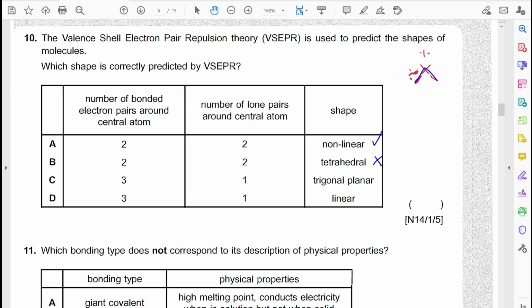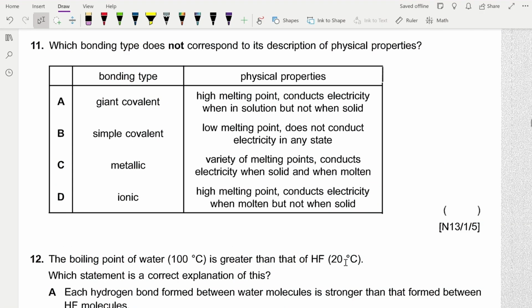B is incorrect, it's not tetrahedral. If there are 4 bonded electron pairs, 0 lone pairs, then it would be tetrahedral. Now C, number of bonded electron pairs around the central atom is 3 and lone pairs is 1. So again, we have electron distribution shape of tetrahedral, and one of these is a lone pair. So the molecular geometry is trigonal pyramidal, not planar. Answer is A.